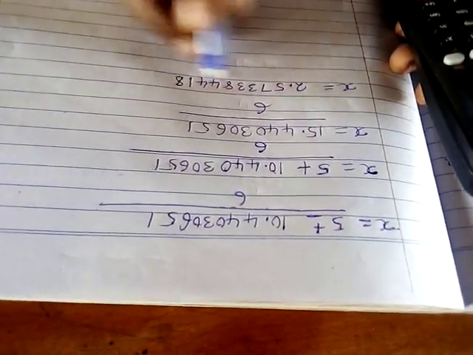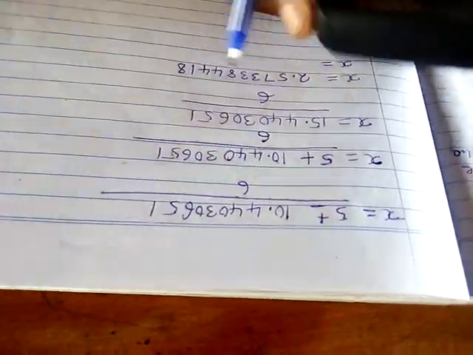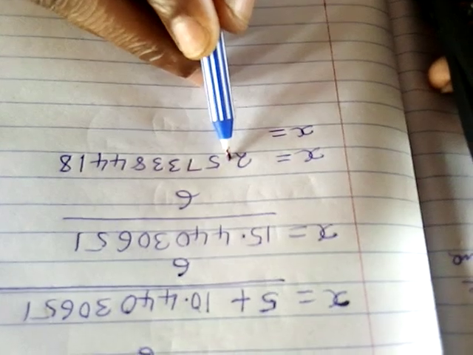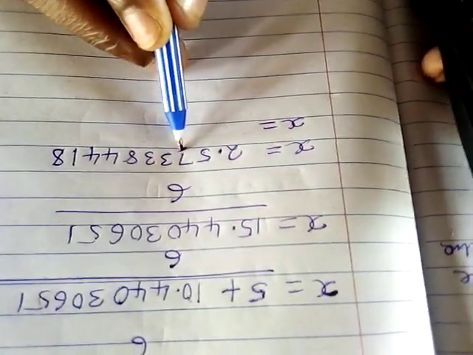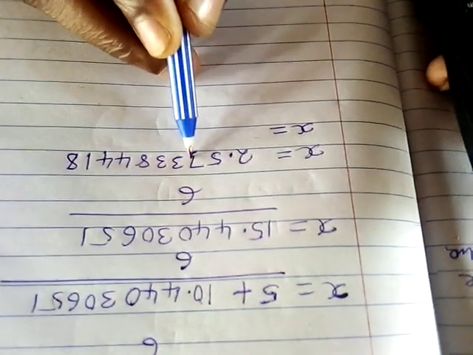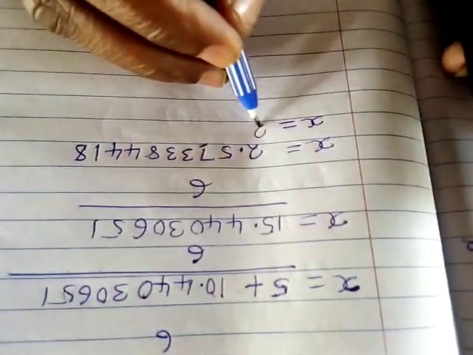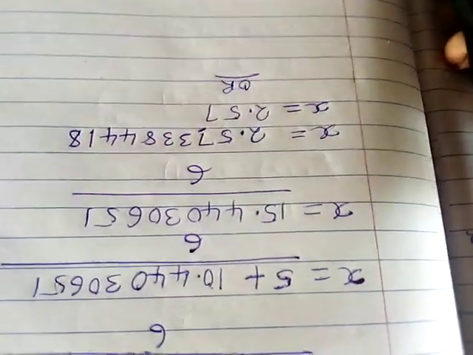So what do we do now? We need to round off this answer correct to 2 decimal places. Remember the instructions, they are very clear: giving your answers correct to 2 decimal places. So for 2 decimal places, you start from the decimal point, you count 2 numbers to the right, 1, 2. This is the last digit to be rounded off. Now the next number is less than 5, so 7 will stay the same. So it will be 2.57.